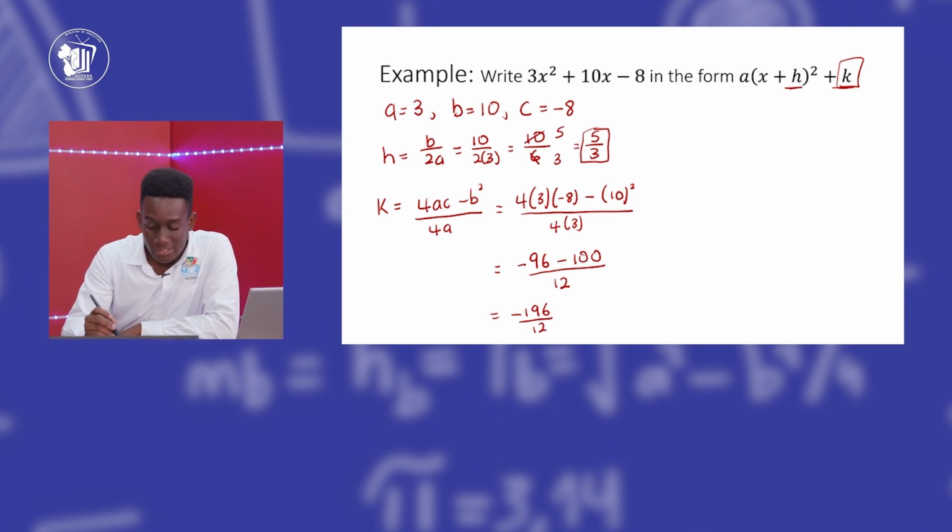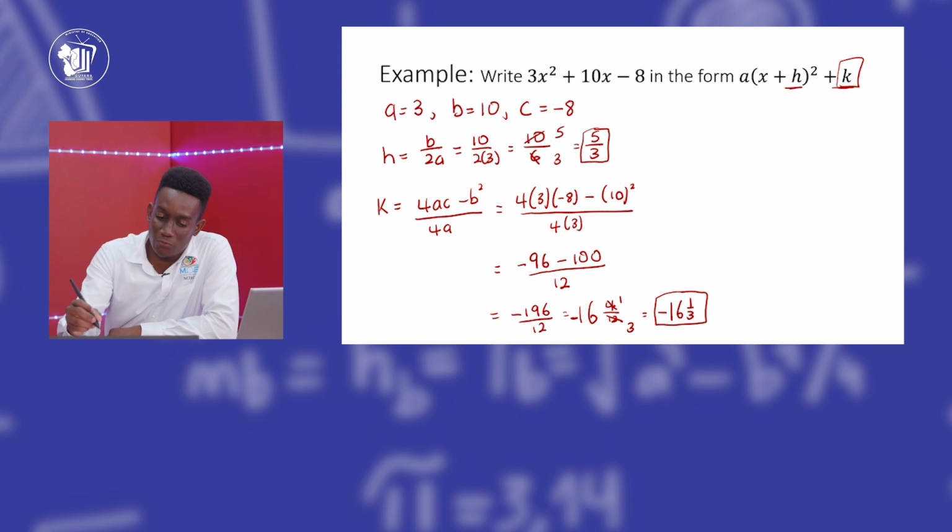So if you want to break this down further, 12 can go into 196 16 times. And when 12 goes into 196, that will give you 192. So we'll have a remainder of 4 over 12. And of course, this has to be negative. 4 divided by 12 is 1 over 3. So when we break this down, k will have a value of negative 16 and 1 over 3. So this will be our value for k.